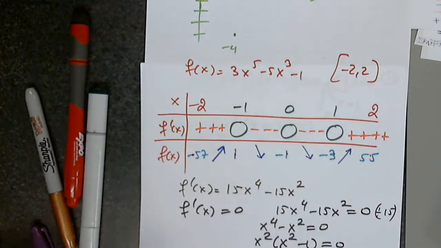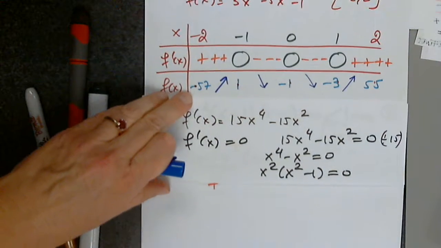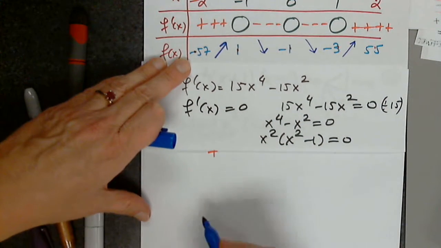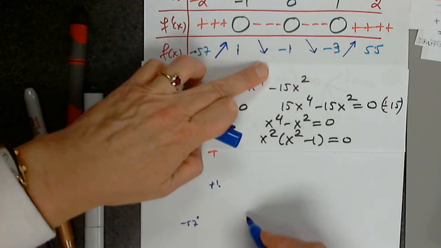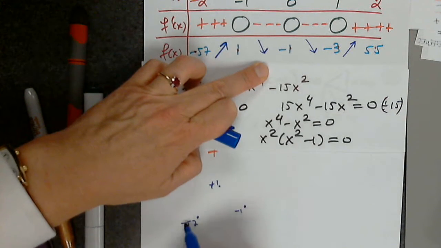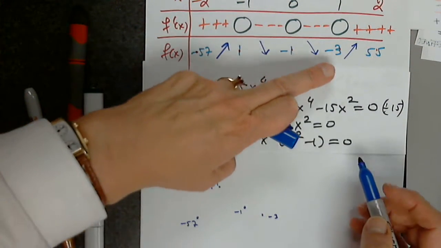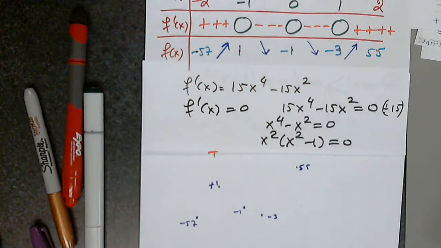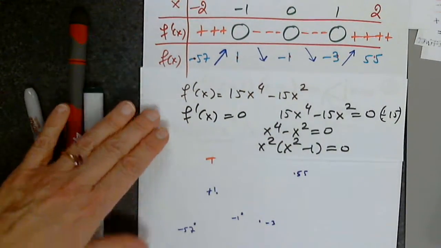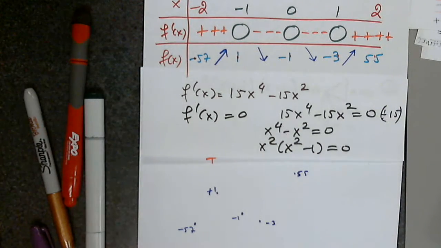Okay, finally, I'm just showing the heights so I don't make a mistake. Of course, you can use any method you like. So this is my -57, and this is my +1, and this is my -1, and this is my -3, and this is my +55. So what does -2, -57 represent?